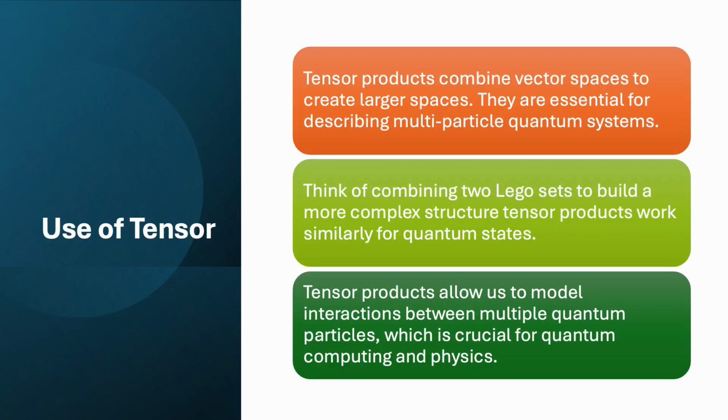Tensor products combine vector spaces to create larger spaces. They are essential for describing multi-particle quantum systems. I'll not go into much detail in this area at this moment. Think of combining two Lego sets to build a more complex structure; tensor products work similarly for quantum states. Tensor products allow us to model interactions between multiple quantum particles, which is crucial for quantum computing and physics.